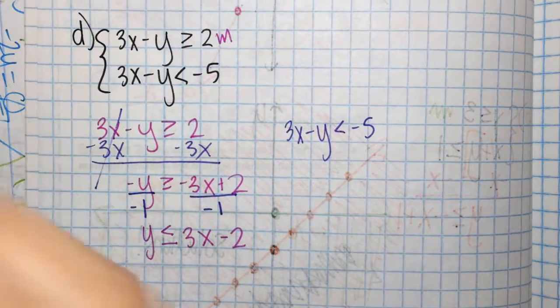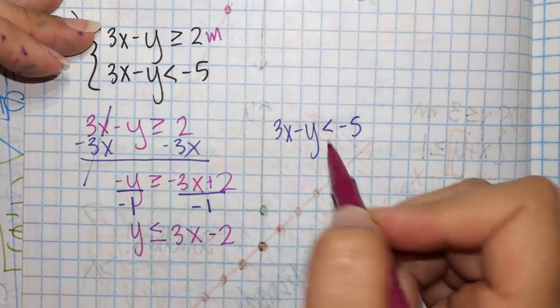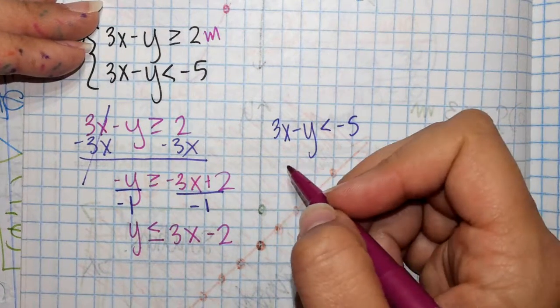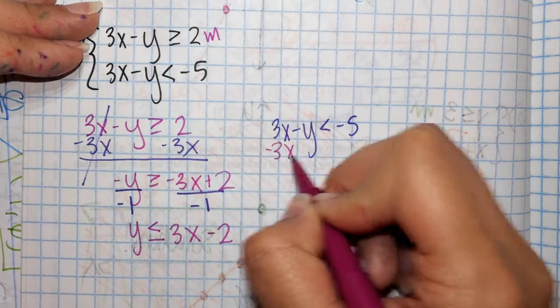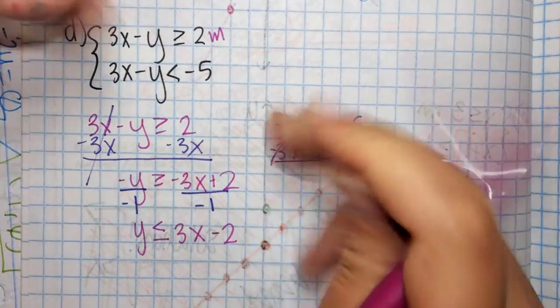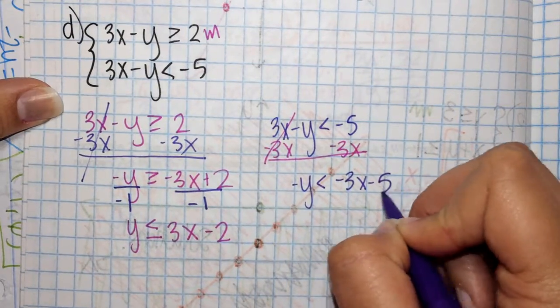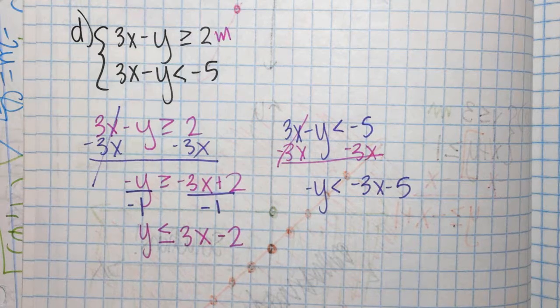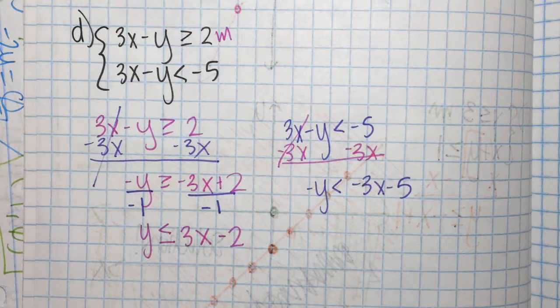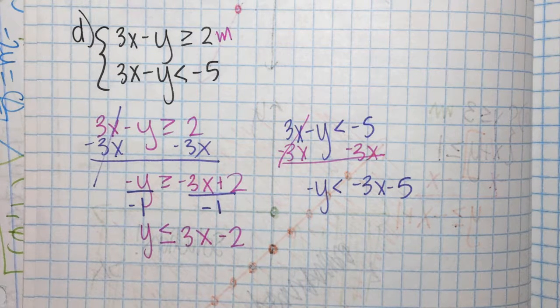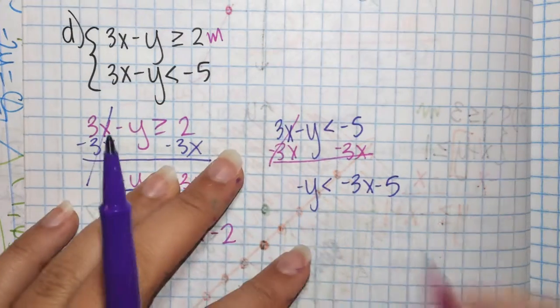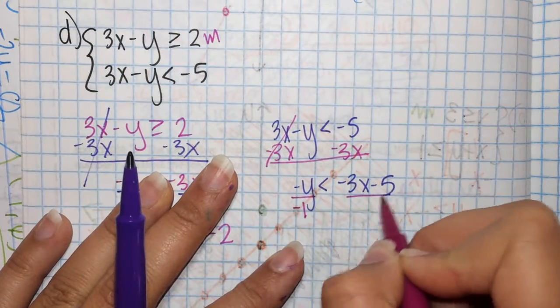All right, Reggie, can you tell me what you did first right here? You subtracted 3x. Those are two different things, right? And you get negative y is less than negative 3x minus 5. Did everybody get to that point? Yes. All right. Reggie, you can tell her. Now you divide negative y by negative 1. Not y, dude. It's negative 1.